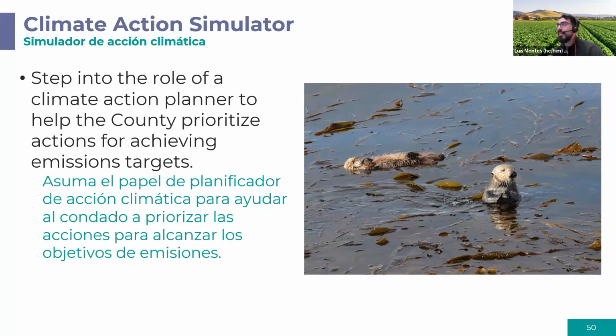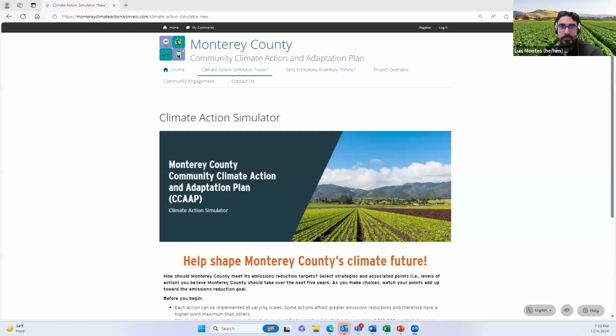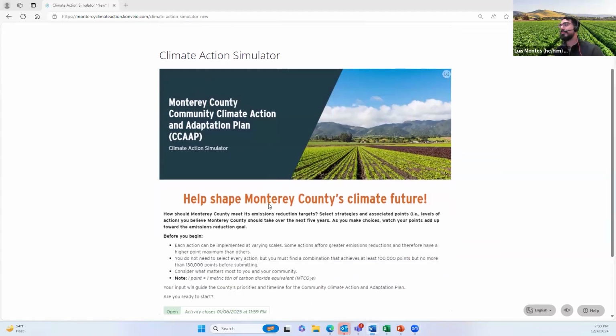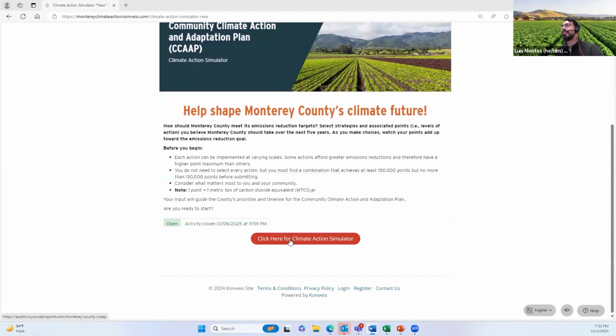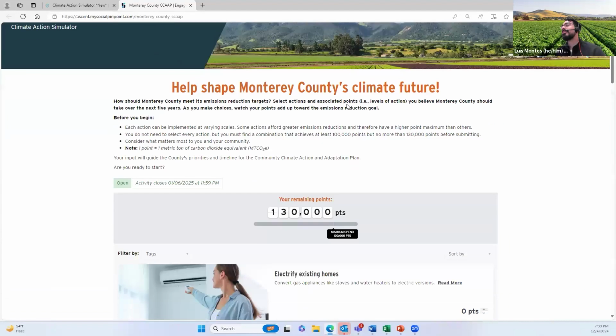So Hannah shared a link which will direct you to the exercise, and I am going to share my screen so I can walk us all through it. All right, so we are on the Conveo site at the moment. If you click here for Action Simulator, it will direct you to the exercise.